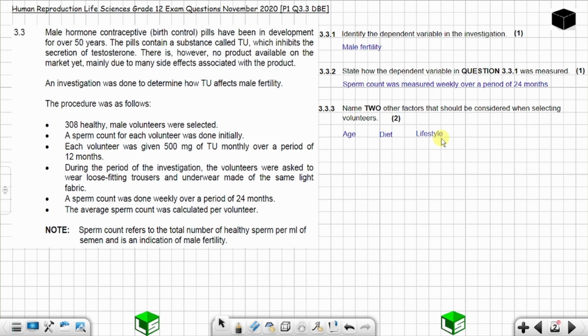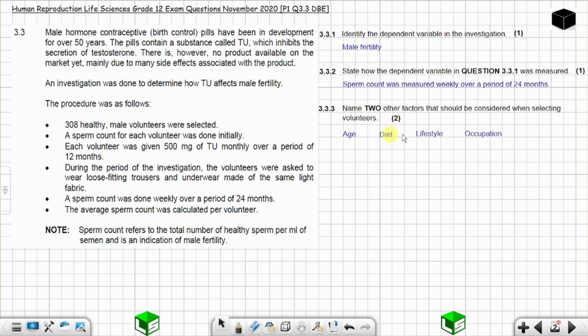And another factor that you can consider is occupation. When we talk about occupation, we think of whether you are exposed to certain toxic substances in your workplace that may have an impact on fertility. So if we want to improve the result of our investigation, we have to consider the occupation of the volunteers that we are selecting. So you have 4 factors and you are only requested to give 2 factors.